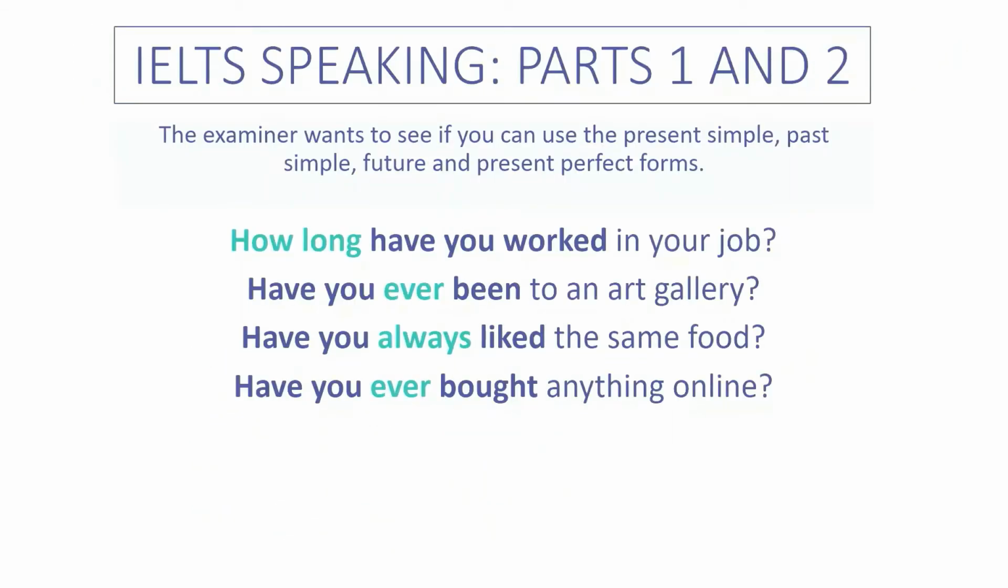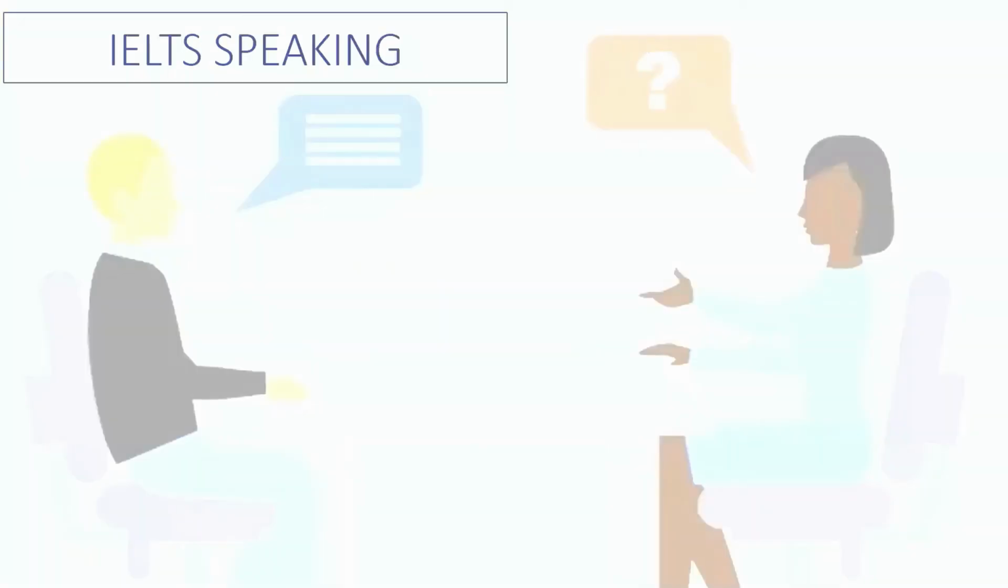So in speaking parts 1 and 2, the examiner wants to see if you can use the present perfect simple and the past simple, the future and present perfect forms. So you need to be able to show off your grammar. Typical questions that come up in parts 1 and 2. How long have you worked in your job? Have you ever been to an art gallery? Have you always liked the same food? Have you ever bought anything online? So keep your ear out for that form and that question so that you're ready to respond with the good answer.